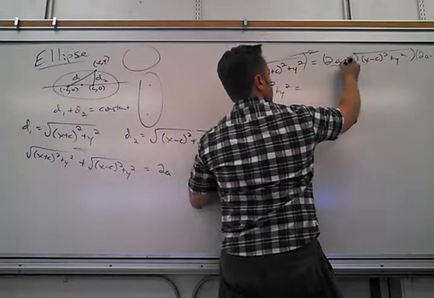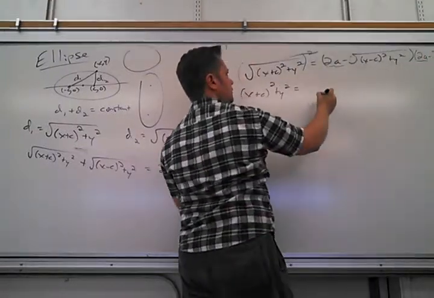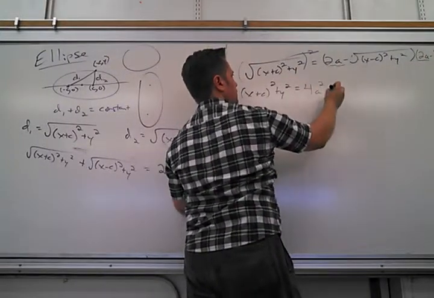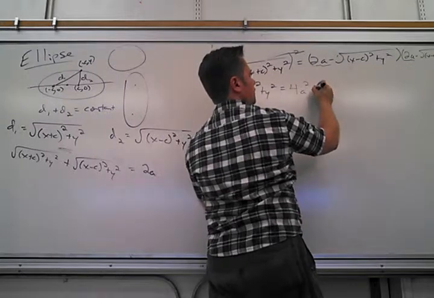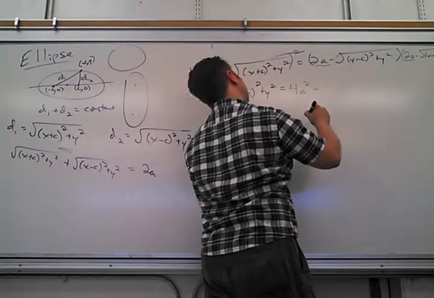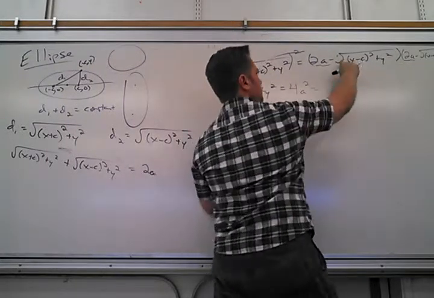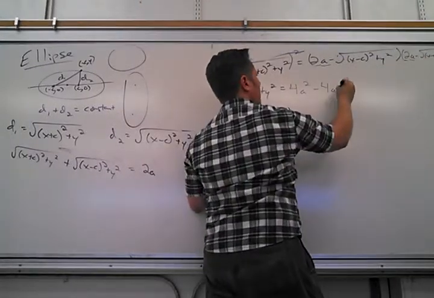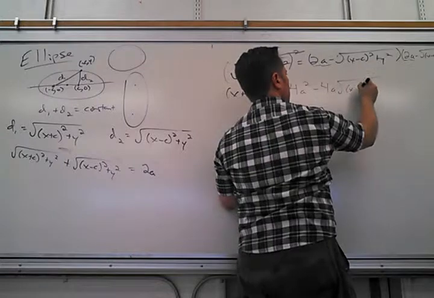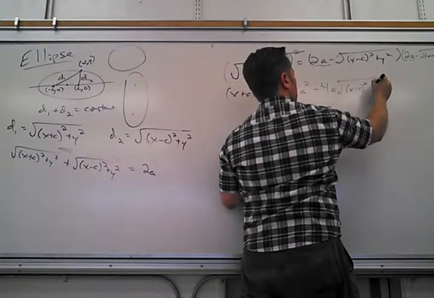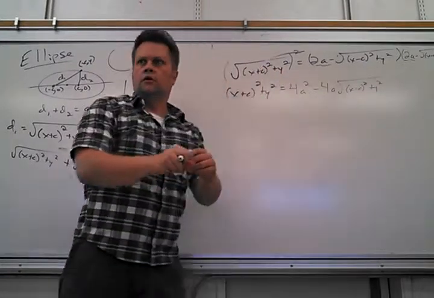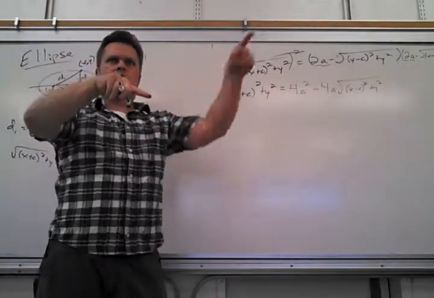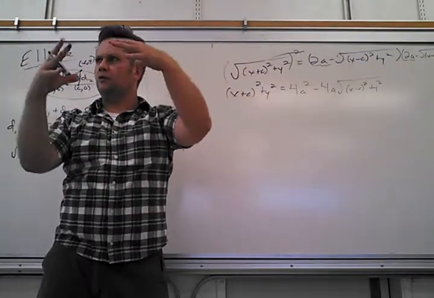What do you get when you FOIL this out? We get 4a squared. Minus 2a of these, minus 2a of these, so minus 4a of these. Cool? Because the middle stuff's going to be the same. They'll be like terms. You can put those together.